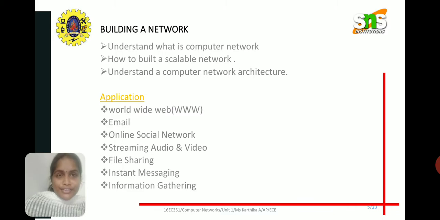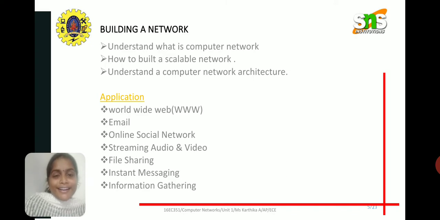Okay, first of all we are going to identify building a network and why do we build a network here. First is to understand what a computer network is, how to build a scalable network, understand computer network architecture, what components are present in computer networks, and where it is used in real time. Okay. First of all, we are going to discuss some applications of computer networks.